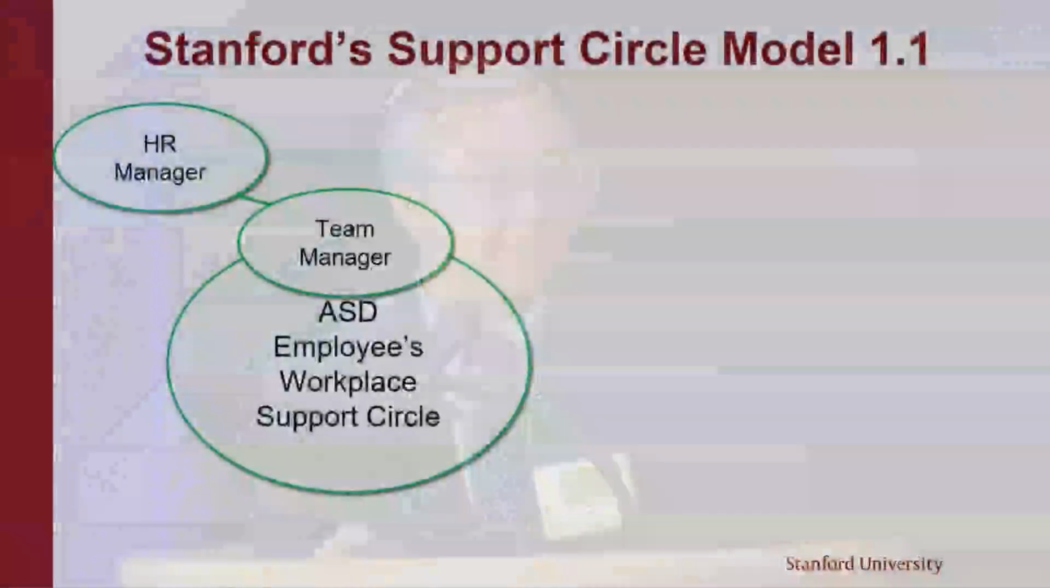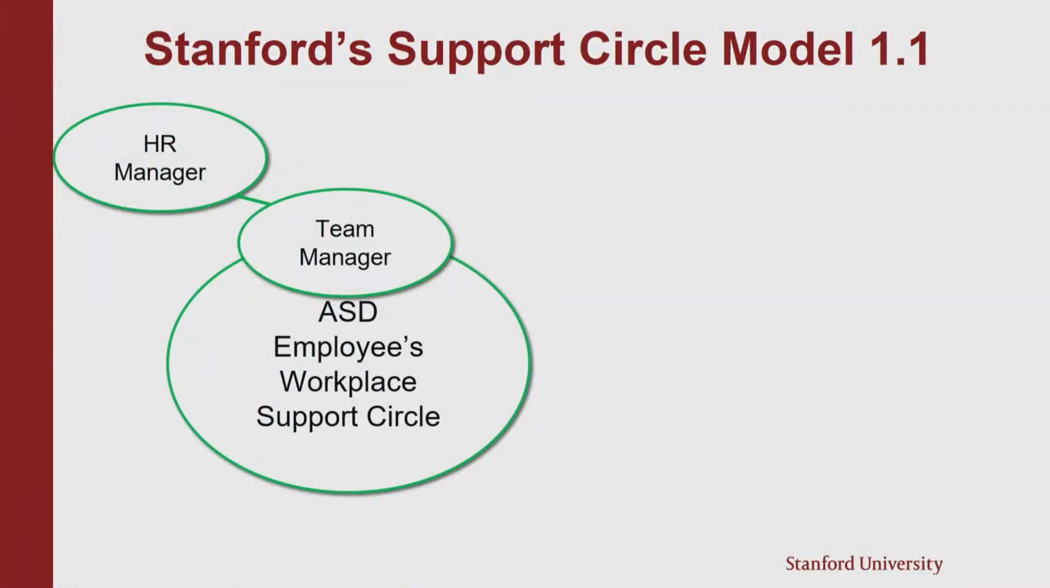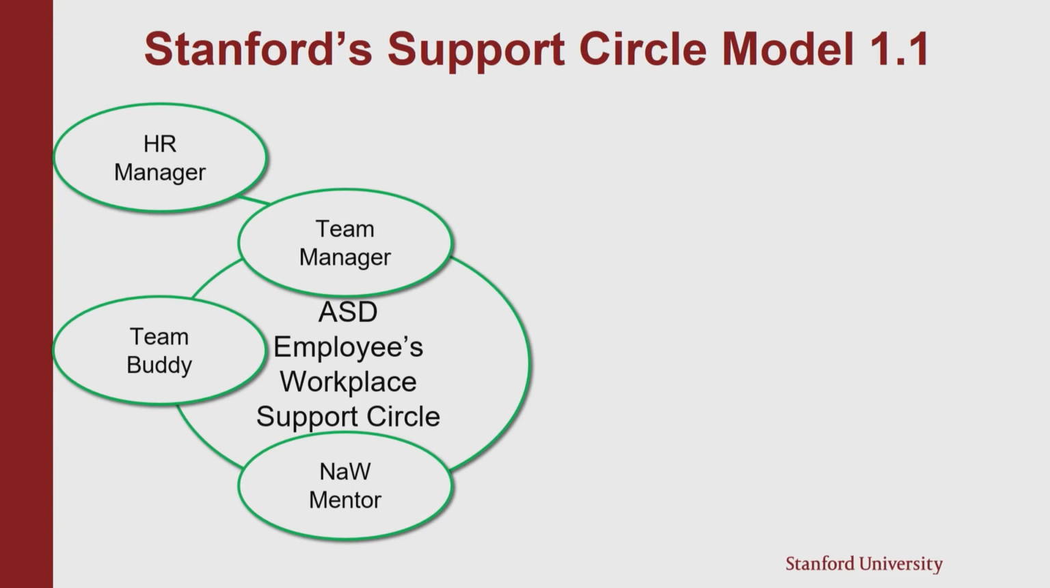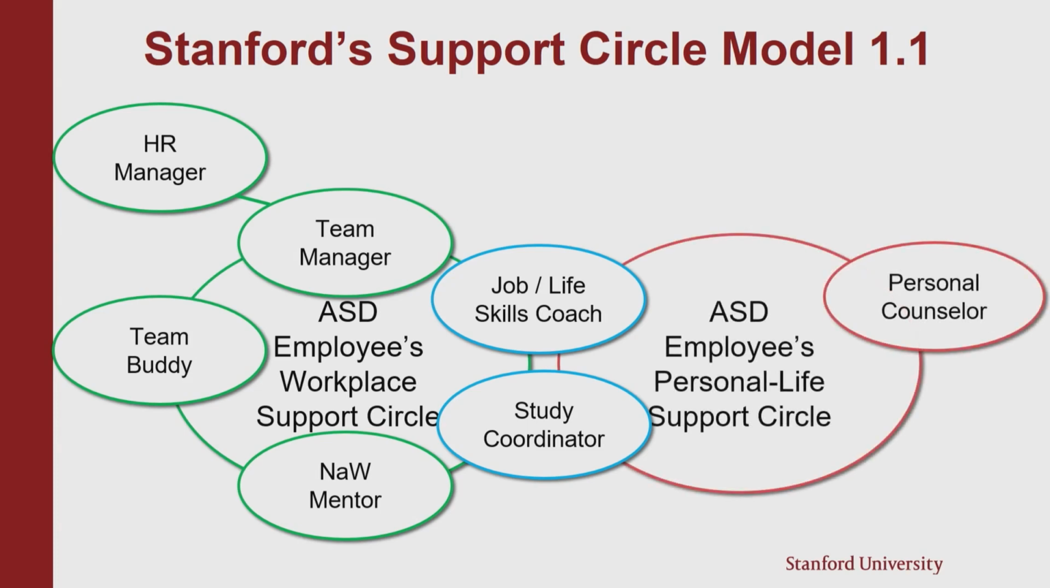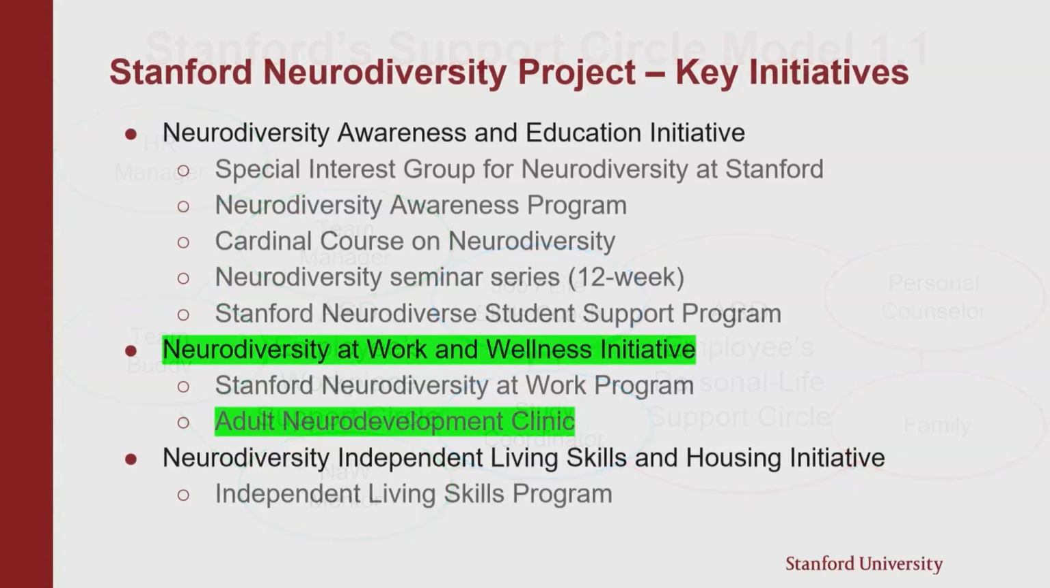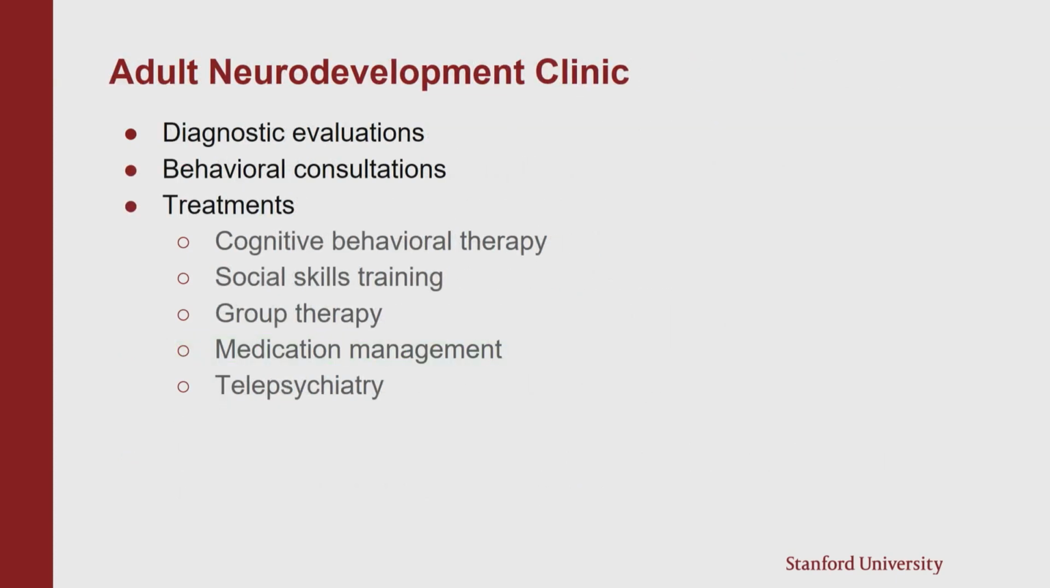Every single employee has a team of support people. In addition to the team manager, in the work-life support circle, there's the team buddy, the Neurodiversity at Work mentor, as well as a job coach and a case coordinator. The job coach and the case coordinator will also work with the family, the person, and the counselor if necessary. I also direct the adult neurodevelopment clinic, which is a clinic for neurodiverse individuals.